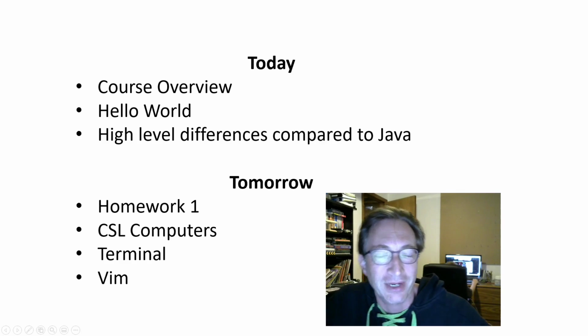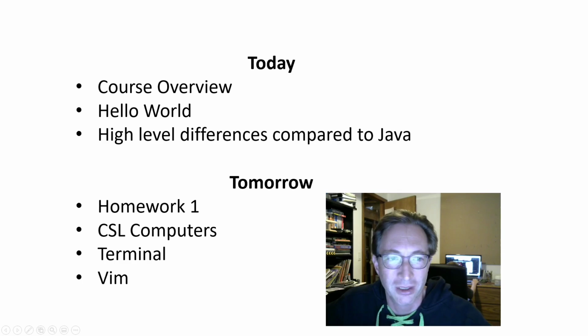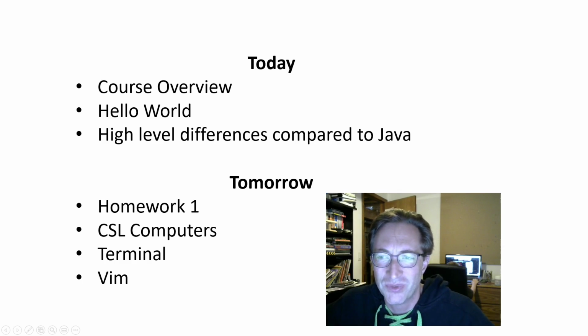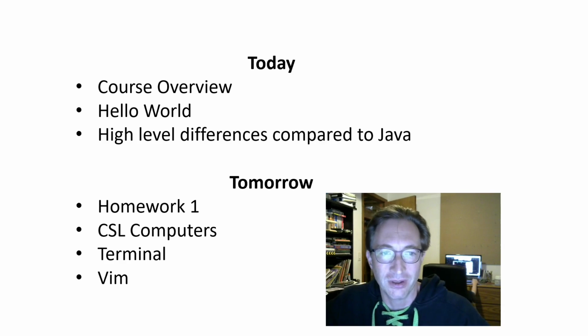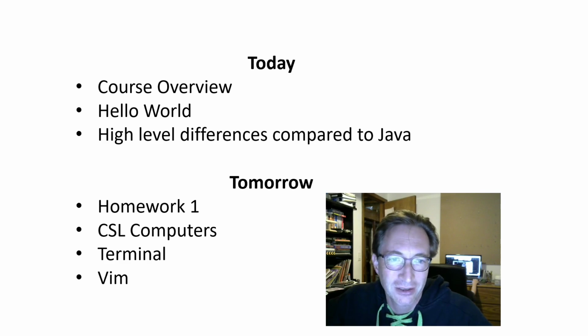All right, anyway, tomorrow I'm going to be going through a number of important how-to things for our course. We'll be taking a look at homework 1. We're going to do this on the CSL computers. So if you're new to Madison or you've never used one of those machines before, I'm going to walk through how to connect remotely to the CSL computers. Just an introduction to the terminal so we can navigate the terminal and access the compiler and the text editor.